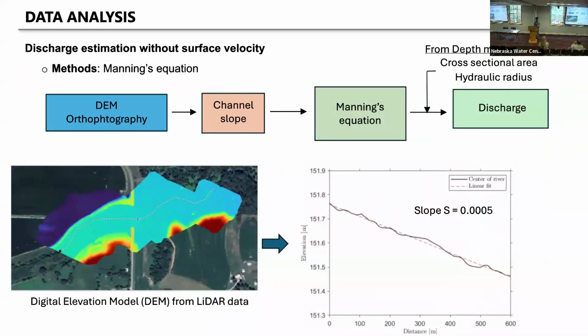For data analysis, we estimate the discharge with our surface velocity, and a digital elevation model was generated from LiDAR data. With that DEM, we calculate the channel slope, how steep the river is, and then we apply the Manning equation to calculate the discharge using the cross-section area and hydraulic radius that we measured in the depth measurements.